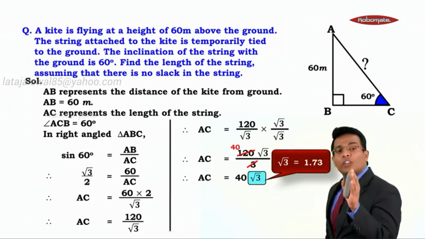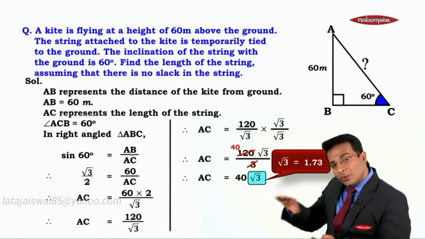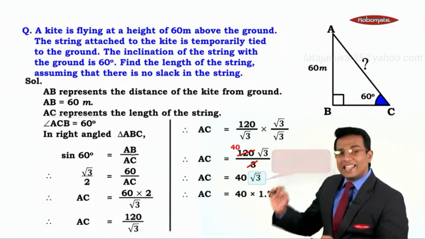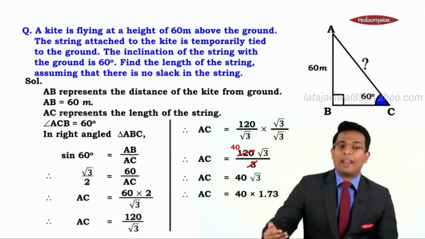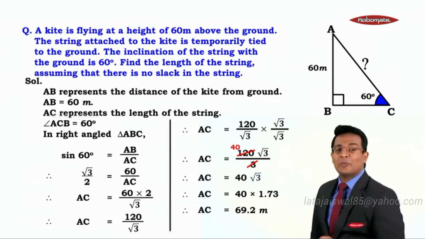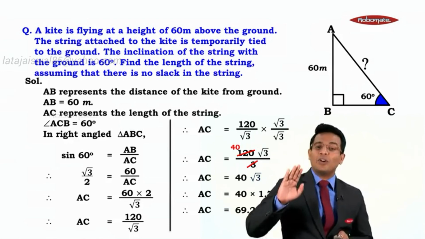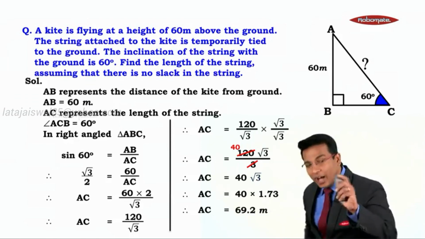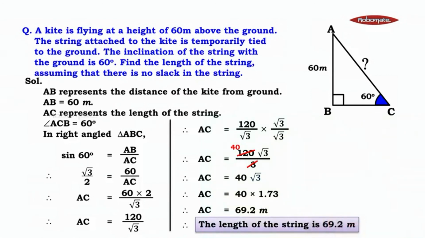We know the value of root 3. It is 1.73. So we substitute that value of root 3 there. We get AC is equal to 40 into 1.73. Now you multiply that and we will get AC is equal to 69.2 meters. So we got the length of AC. That means we got the length of the string, and now we can write the final answer. Therefore, the length of the string is 69.2 meters, and we got the sum. Wasn't it easy? Very simple, right?